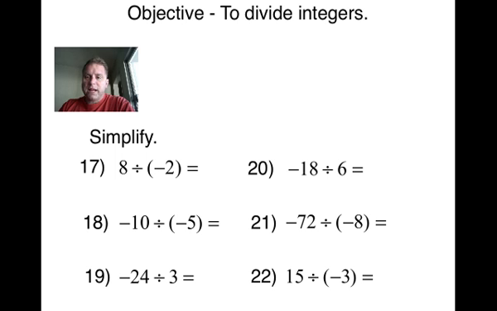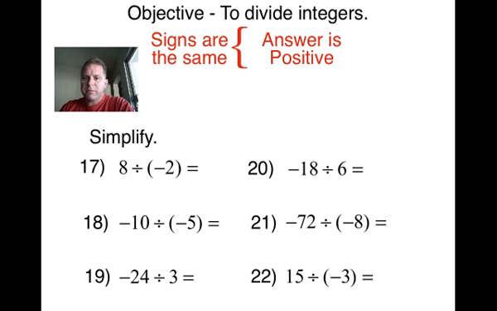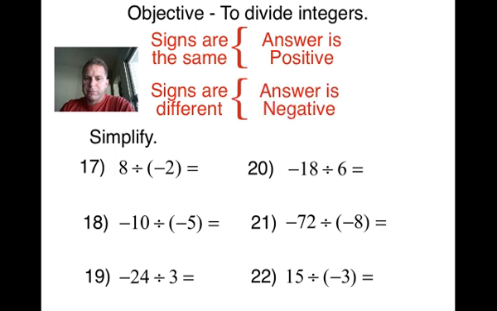Now, dividing integers. So dividing positive and negative whole numbers including 0. Well, that basically is the same rule here. So if the signs are the same, the answer is positive. If the signs are different, the answer is negative. So do what we just got done doing. See if you can figure out the answers for these. Pause the video and come back when you're done.